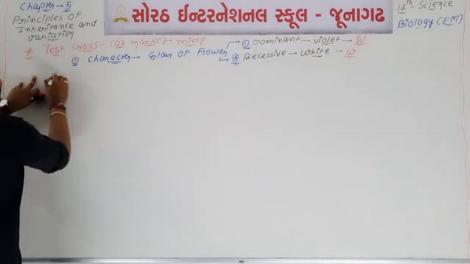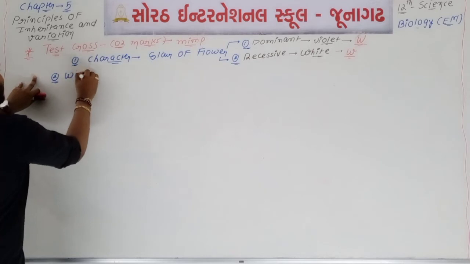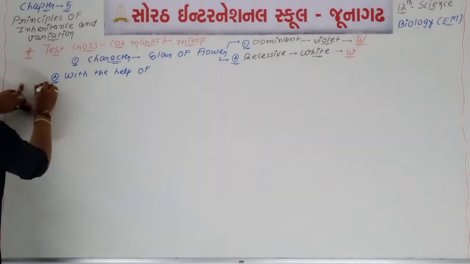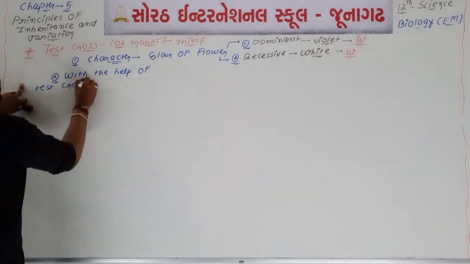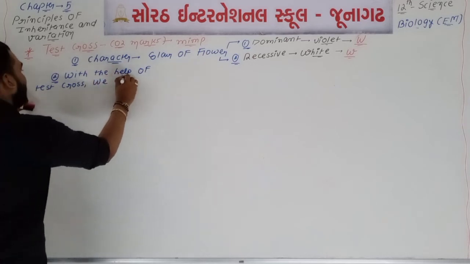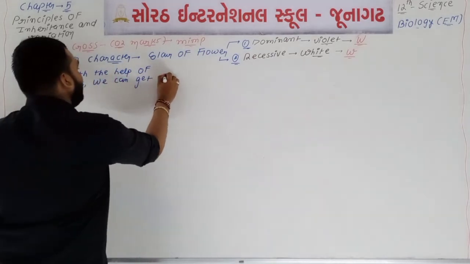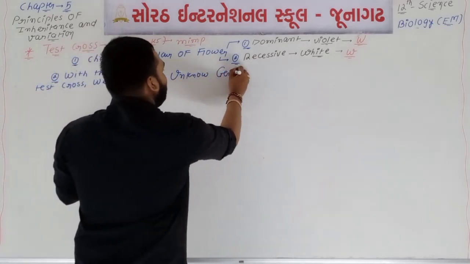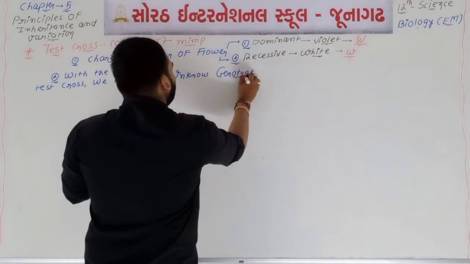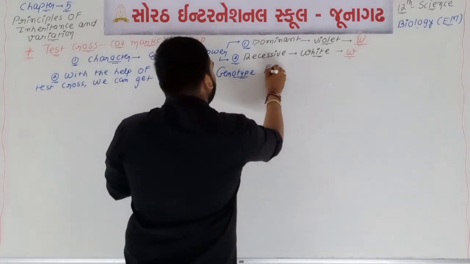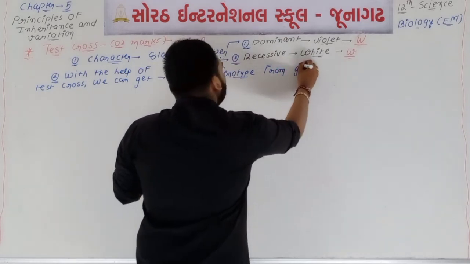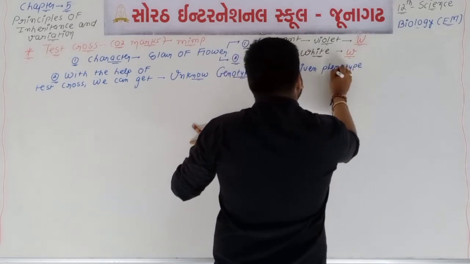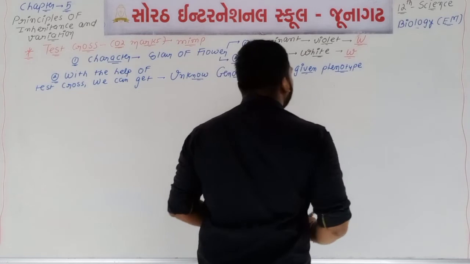Point number 2, we can say that with the help of test cross, we can get the unknown genotype from the given phenotype. So the given phenotype is a must.